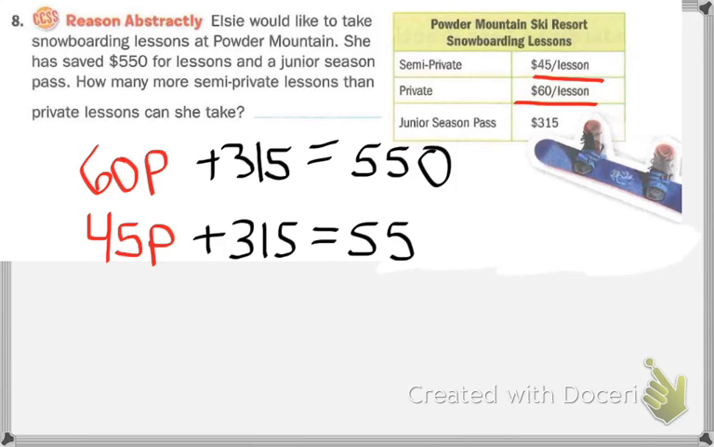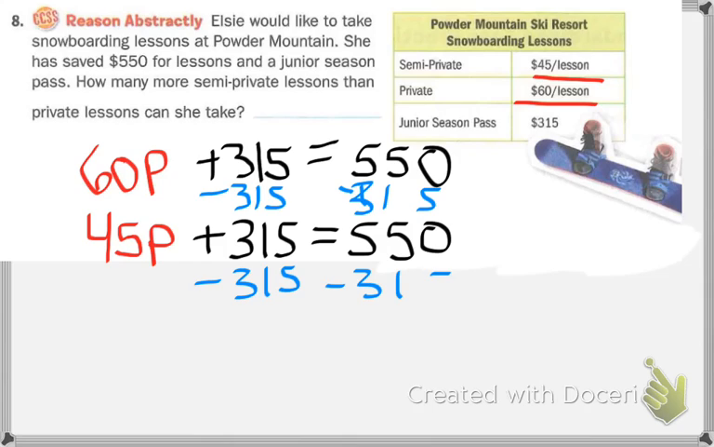So if you solve each of these equations, you'll notice they both start by doing the same thing. They both start by subtracting 315 from both sides. And that's what I was about to say intuitively. We know regardless of what she chooses, she's going to have to buy this junior pass. So if you wanted, you could just subtract it right away. So really you're just going to find out what is 235, I believe that's what that equals. What is that equal for each of these?